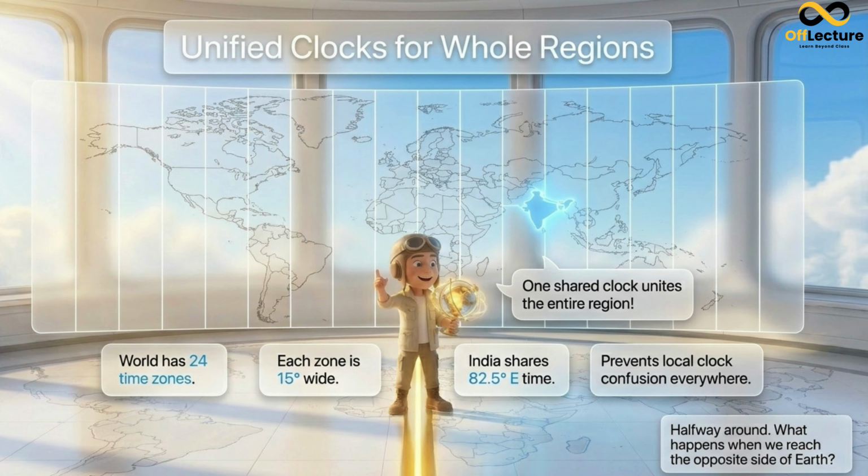Unified clocks for whole regions. To prevent local clock confusion everywhere, the world is divided into 24 distinct time zones, each 15 degrees wide. One shared clock unites an entire region. For instance, India shares a unified time zone based on 82.5 degrees east. But what happens when we travel halfway around to the opposite side of the Earth?